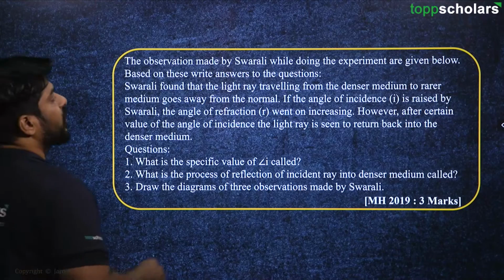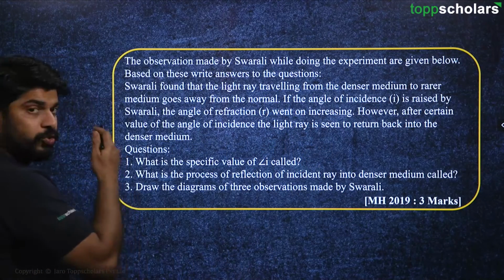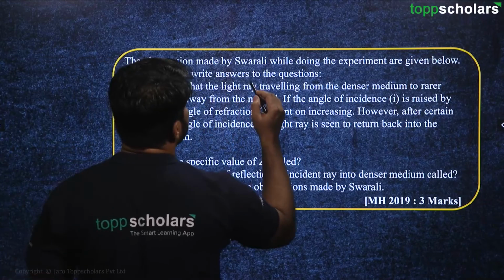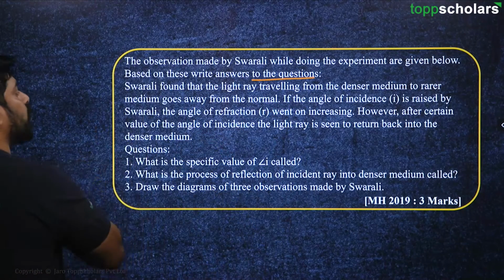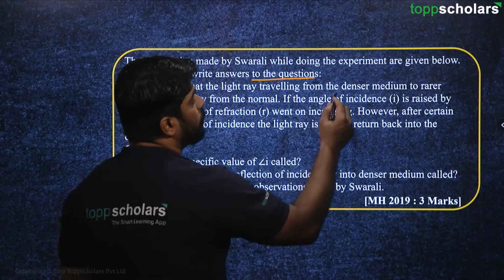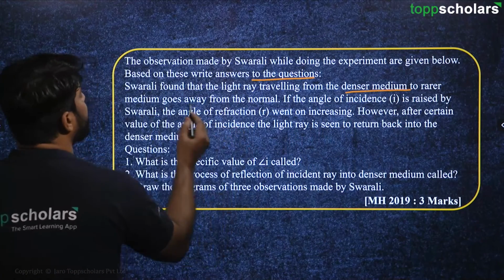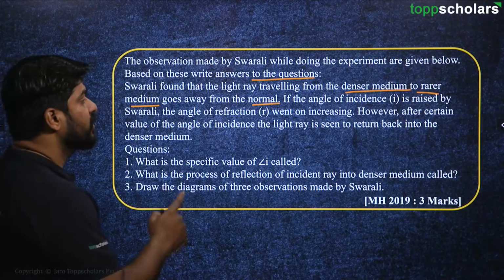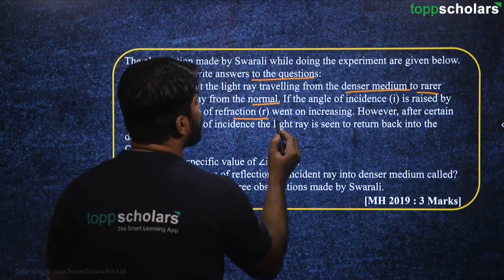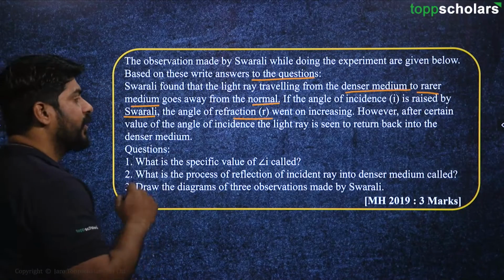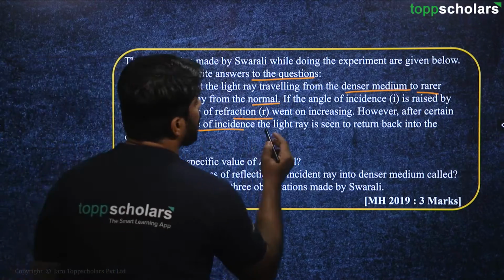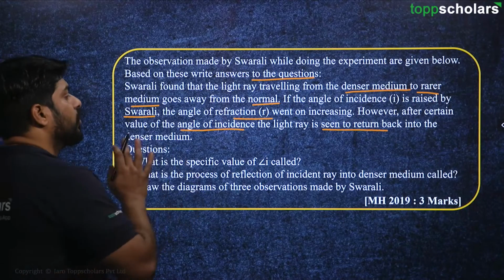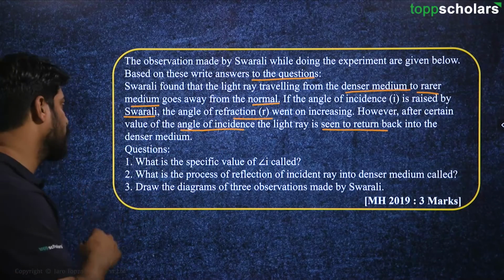Now, the observations made by Swarali while doing the experiment are given below. So we have already read this question, but let's have a look at this once more. Based on these, Swarali found that the light ray traveling from the denser medium to rarer medium goes away from the normal. If the angle of incidence I is raised by Swarali, the angle of refraction R went on increasing. However, after a certain value of angle of incidence, the light ray is seen to return back into the denser medium. So this is the observation that she has got, and these are the questions.